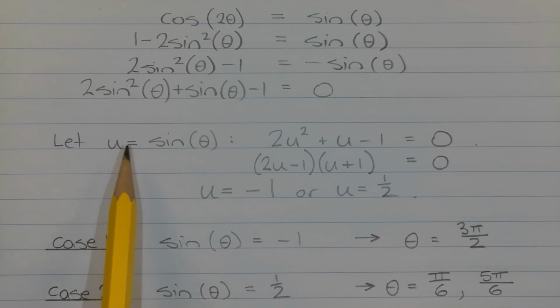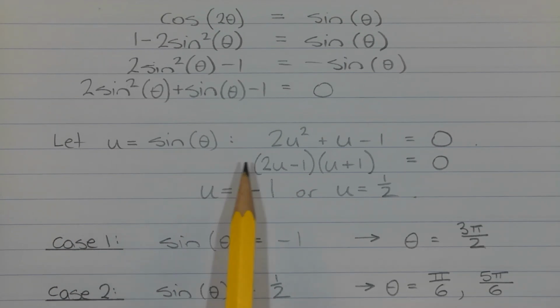Now if we let u equal sine theta, just to simplify the quadratic equation somewhat, we could write it in terms of u. We get 2u squared plus u minus 1 equals 0. Now this is a non-monic quadratic equation, but it does factorize nicely, and we get (2u minus 1) times (u plus 1) equals 0. So we get the solution in terms of u equals -1 or u equals 1 over 2. So this gives rise to two cases.